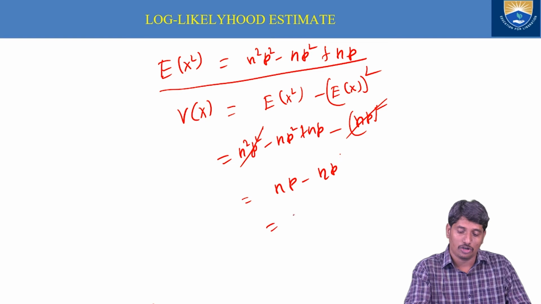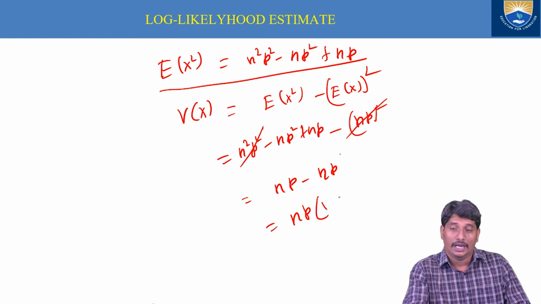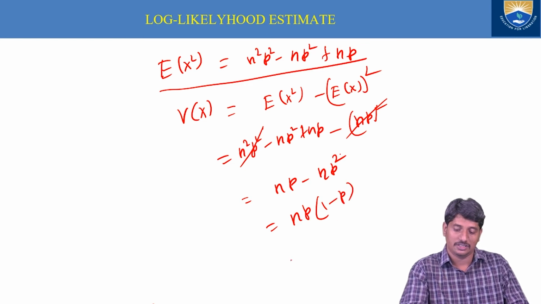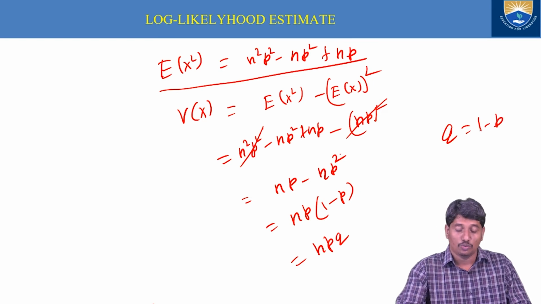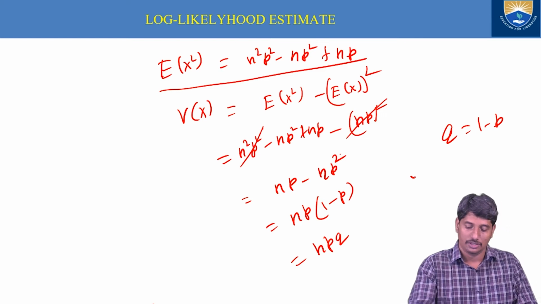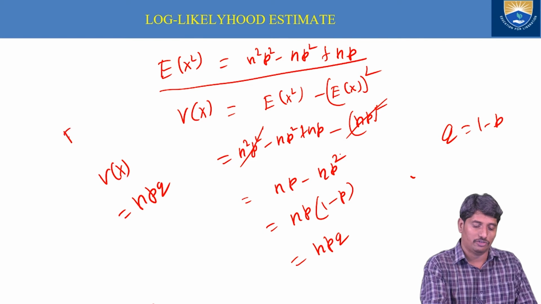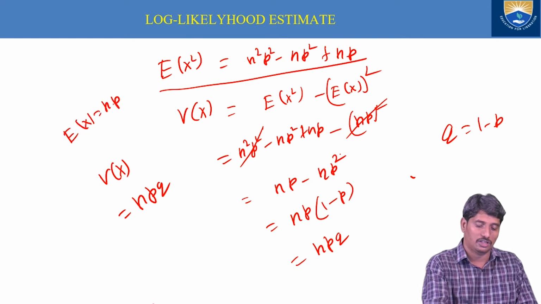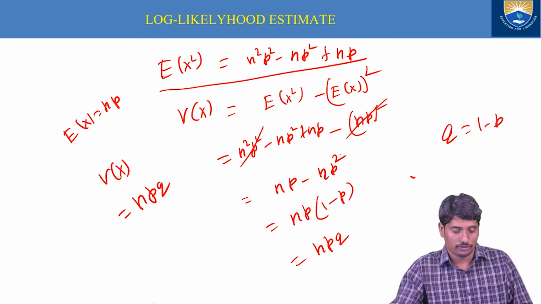Now what is common? np is common. Take np out. Then here 1 remains, and here 1 minus np square, this is 1 minus p remains. So npq, because we know that q is equal to 1 minus p. So what did we find? The variance of the binomial distribution is npq, whereas already we found that the mean is np. These are the important properties we derived from the probability mass function of the binomial distribution.